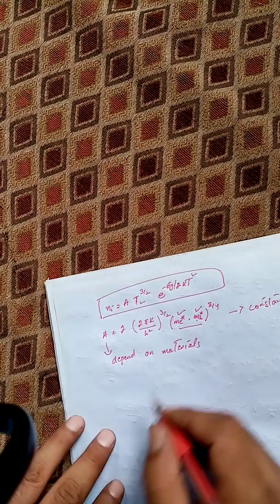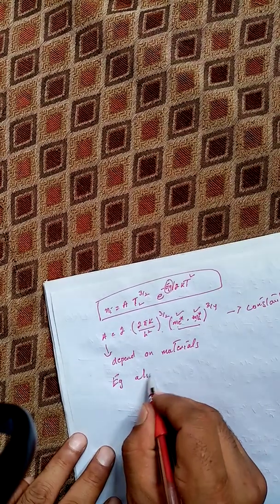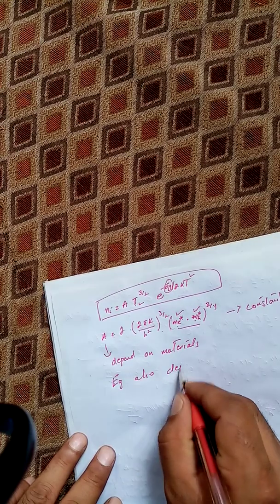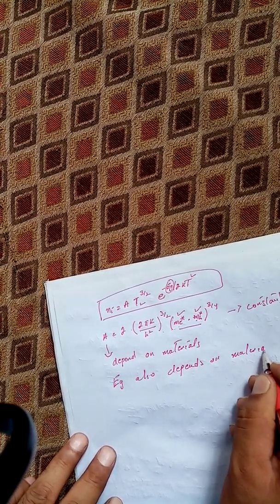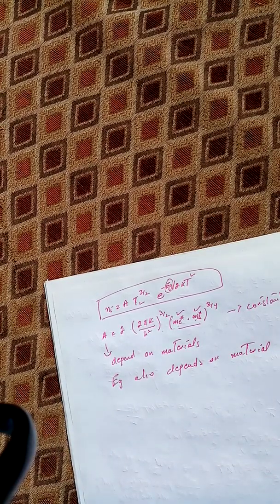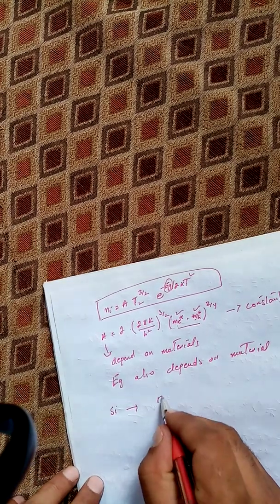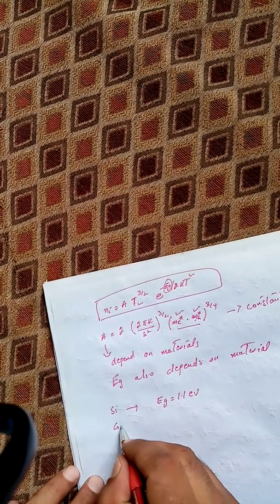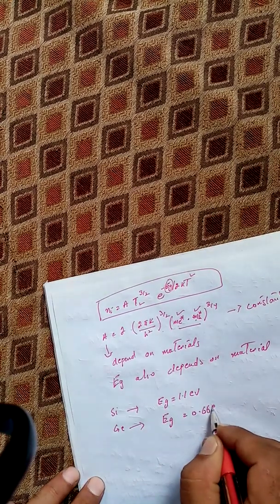Now Eg, the energy gap, also depends on material. Different materials have different energy gaps. For example, for silicon, the energy gap is 1.1 electron volt. If we consider germanium, then the energy gap is 0.66 electron volt.